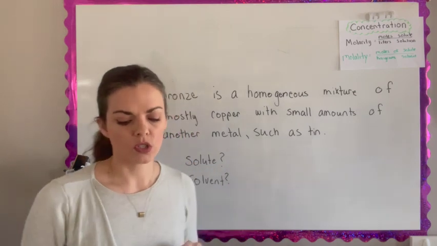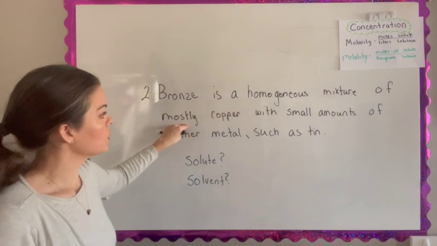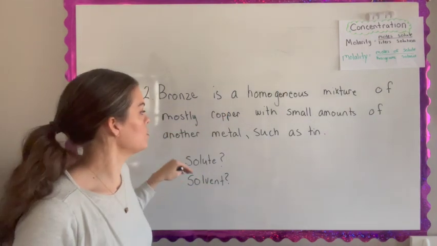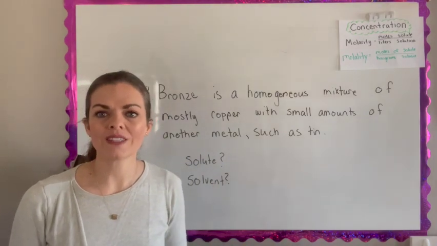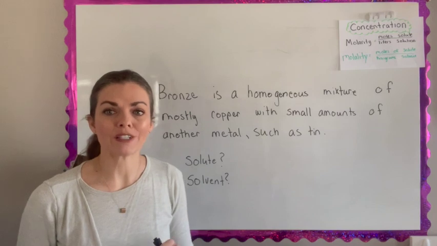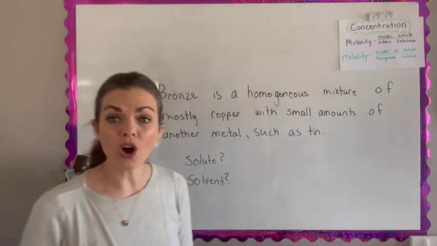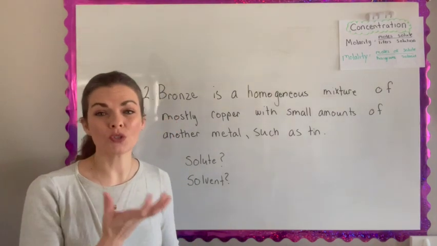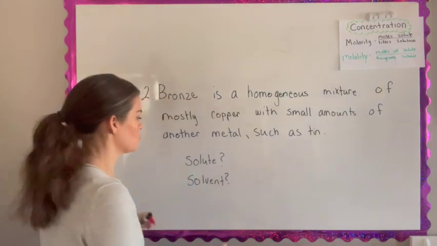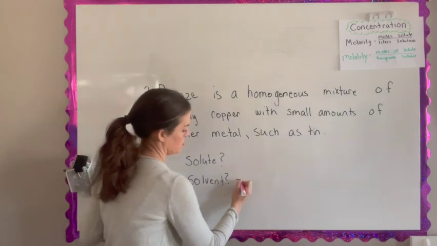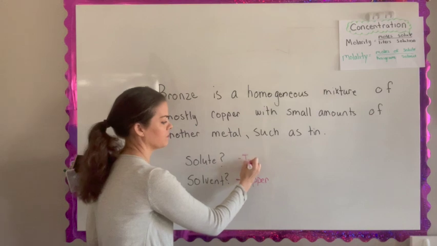But number 2, we're going to start with that. Bronze is a homogeneous mixture of mostly copper with small amounts of other metals mixed in it. Usually they mix tin into bronze, and a lot of times some other metals in the compound. The question asks you, what is the solute and what is the solvent? The solvent is the copper, because we have almost all copper and we're adding a little bit of tin to the copper. Since it's mostly copper, copper is our solvent and our solute is tin.